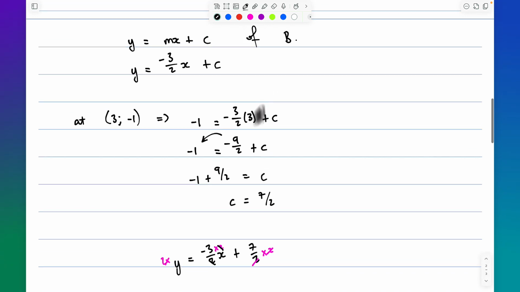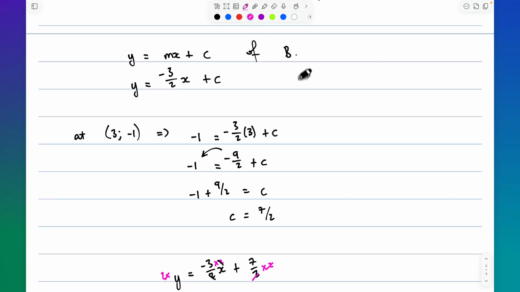If you wanted to use a different method, which is that other method, I'm going to try to do this as quickly as possible. There's a method where we said we can use y minus y1 is equal to m times x minus x1, because this is the method that we use when you have a gradient and a point. So your gradient is going to be negative 3 over 2 multiplied by x minus the x value of your point, which is 3. And then this is equal to y minus the y value of your point, which is negative 1.